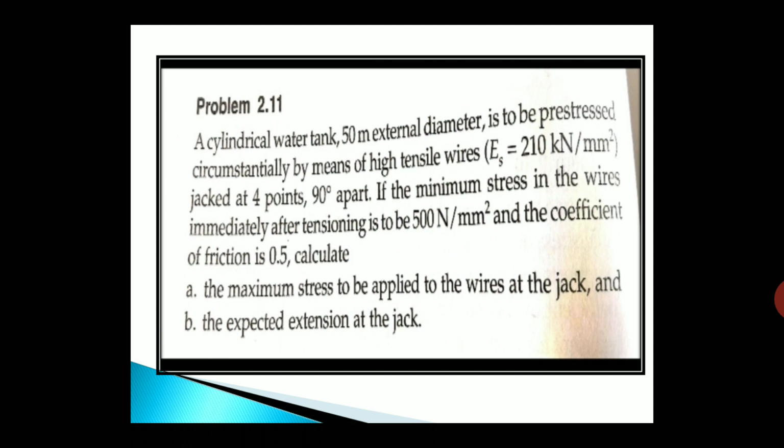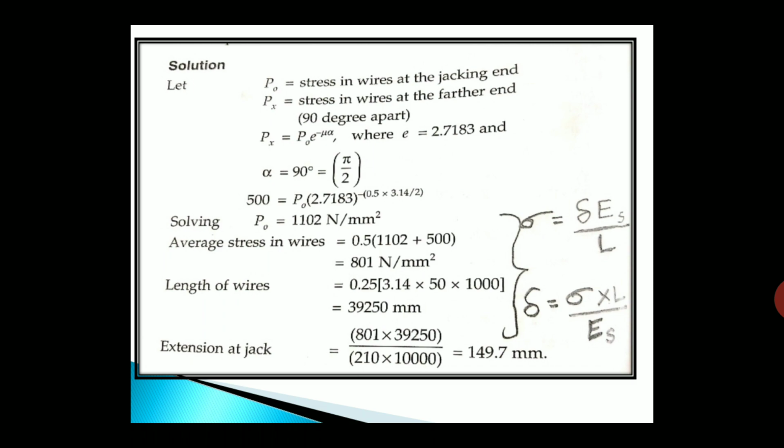So it's a different example. Let's go through it. Let P naught be the stress in the wires at the jacking end. Px is the stress in the wires at the far end, which is 90 degrees apart. So it is basically based on friction. No other things are given much. We have to concentrate on friction. Now Px is equal to P naught into e raised to minus mu alpha. Here the plus kx term we are not considering, as it's a circular element.